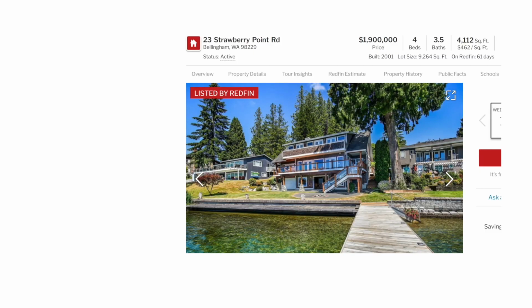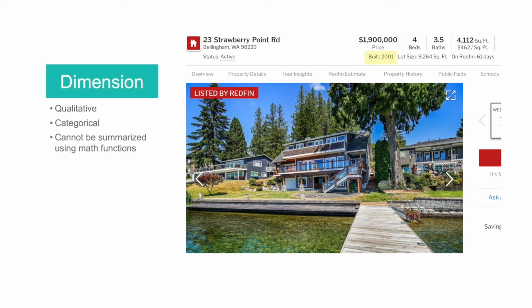We'll use this home listing to understand the different types of information that we might want to display on a graph. The first is a dimension. A dimension is qualitative, typically showing categories, and they can't be summarized using math functions. In our example, the year the house was built is an example of a dimension. It wouldn't make sense to sum up the years to tell us something about the real estate market, but the year is a way that we could filter or slice our data.